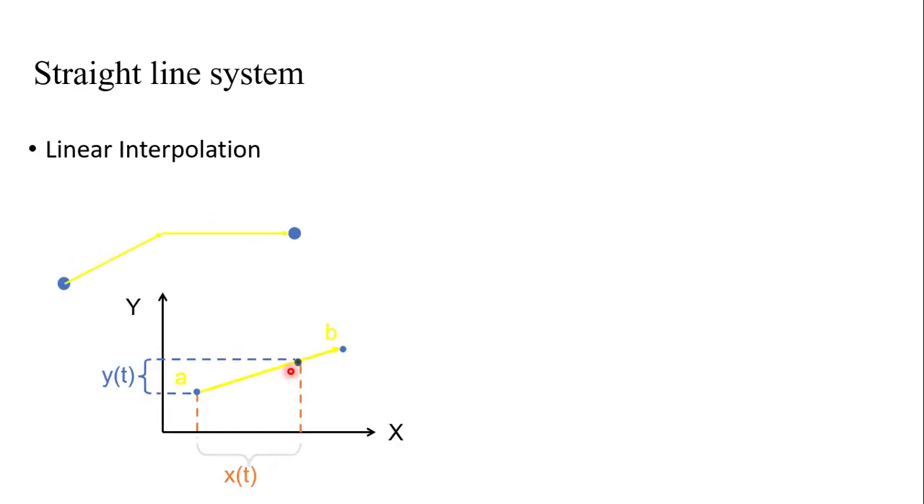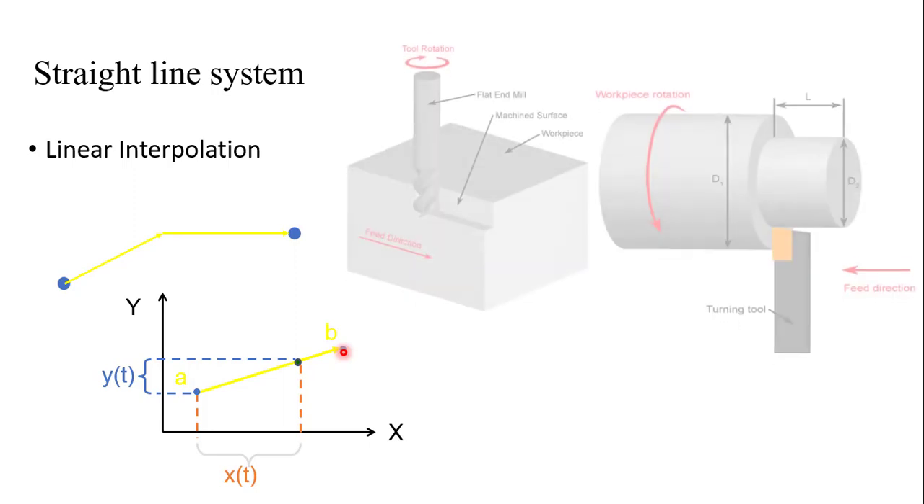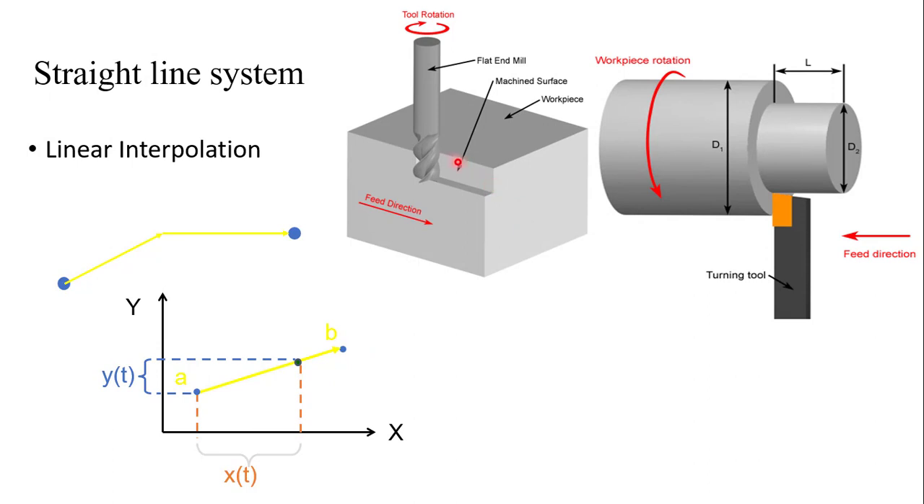Then the second type is your straight line system. Straight line means your linear interpolation. Linear interpolation stands for any kind of linear motion. So when your tool is moving in a linear position, whether up, down, right, left, doesn't matter, but it has to be a straight line motion, correct? That could be used in a milling operation, or in a turning or facing operation. In both cases, you are moving your tool in a straight line. So that is called a straight line system.